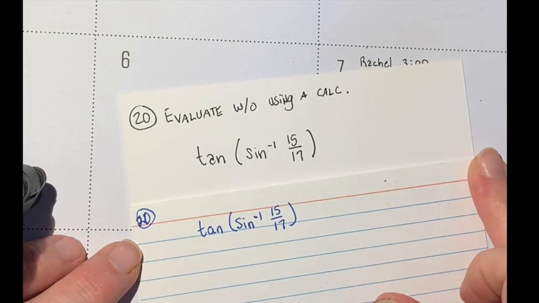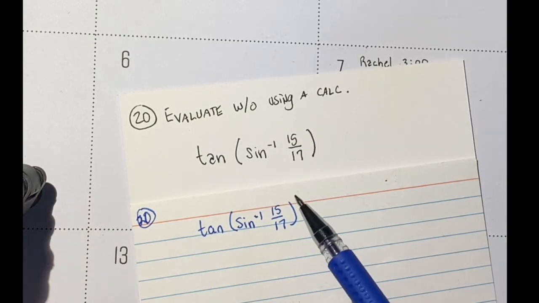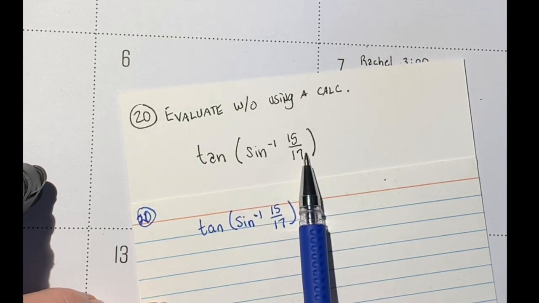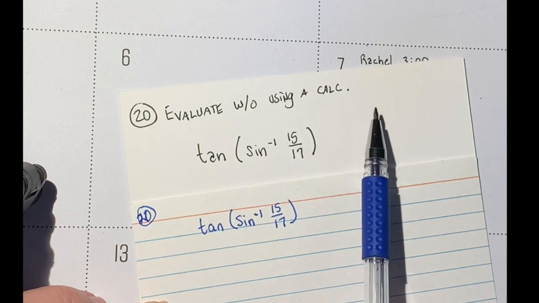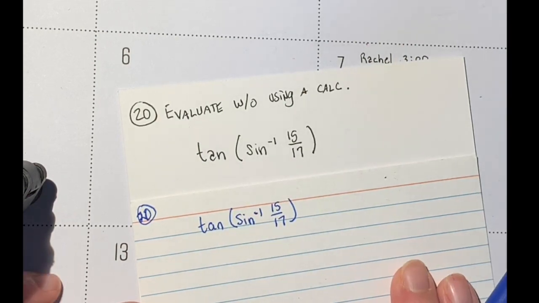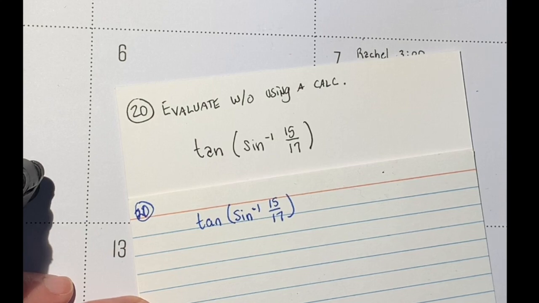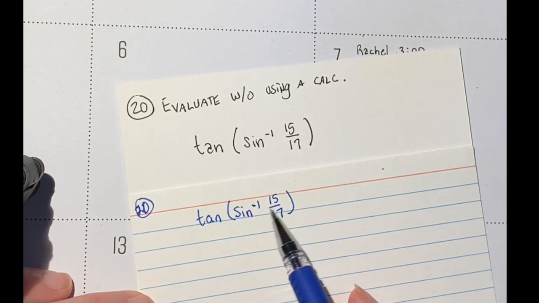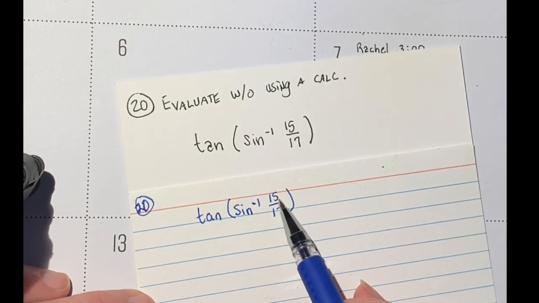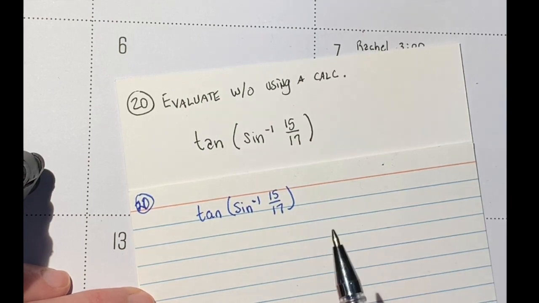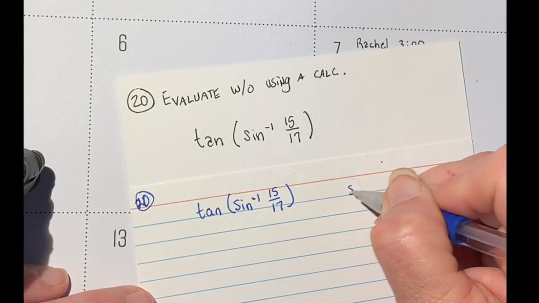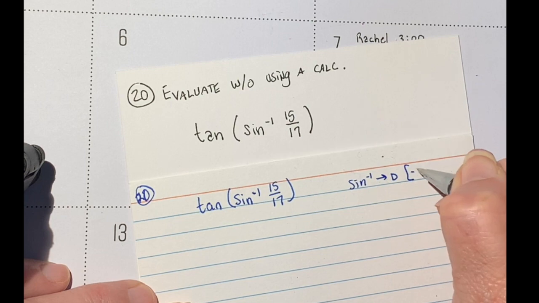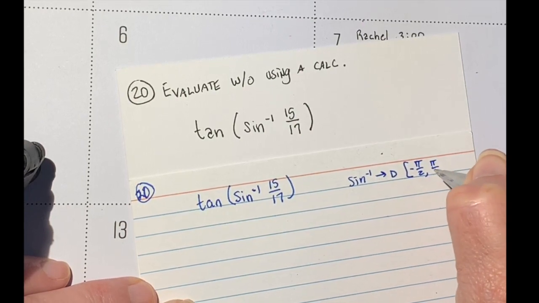All right, last problem on the review. This is problem 20. My problem on my review said to take tangent of sine inverse of 15/17, without using a calculator, because these are all common angles. In this one, I'm going to first find what angle is associated with a ratio of opposite to hypotenuse being 15 to 17, and then I'll take the tangent of that. But do remember that for sine inverse, the domain must be between negative pi/2 and positive pi/2.